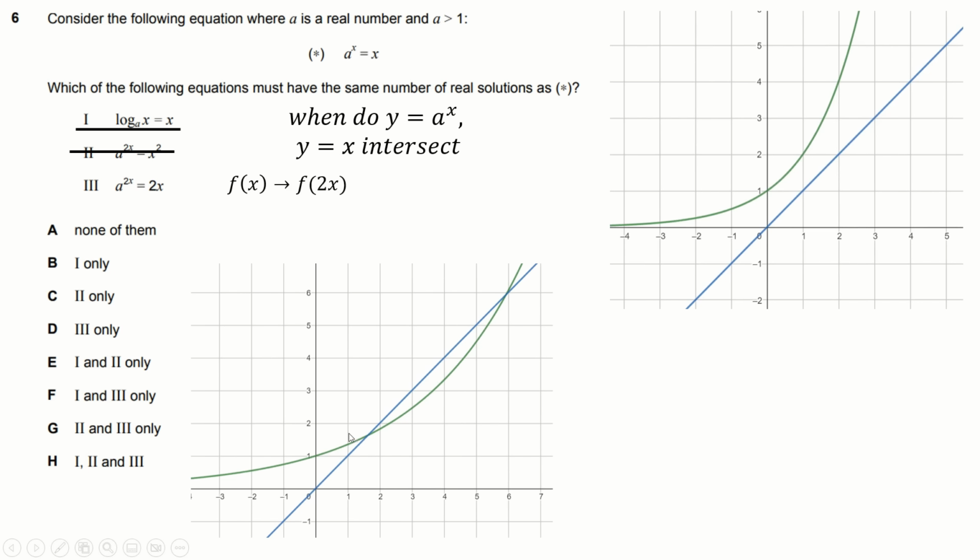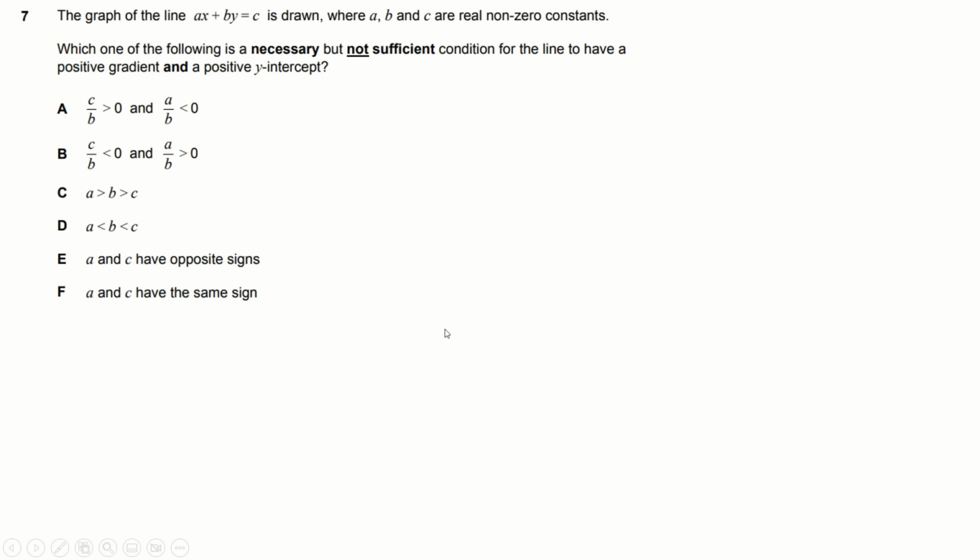And if they intersected, they're still intersected because this point here will squash, but the green and the blue will squash together to this point here, and they'll still intersect. So that will always have the same number of solutions as well. So I think those two will.